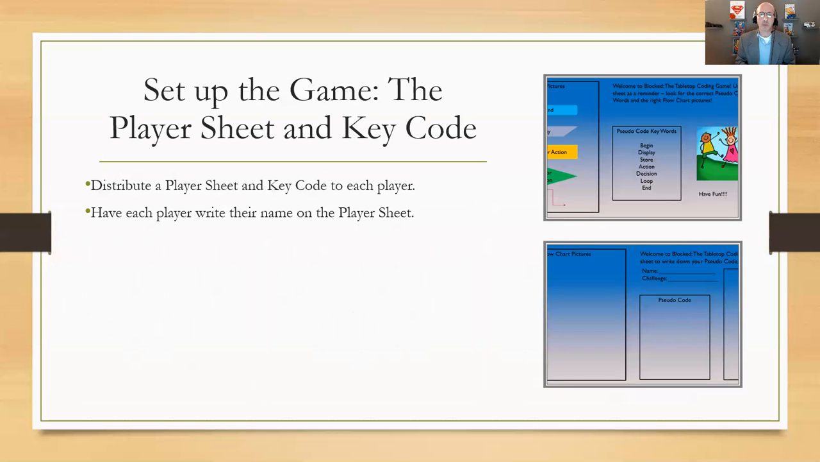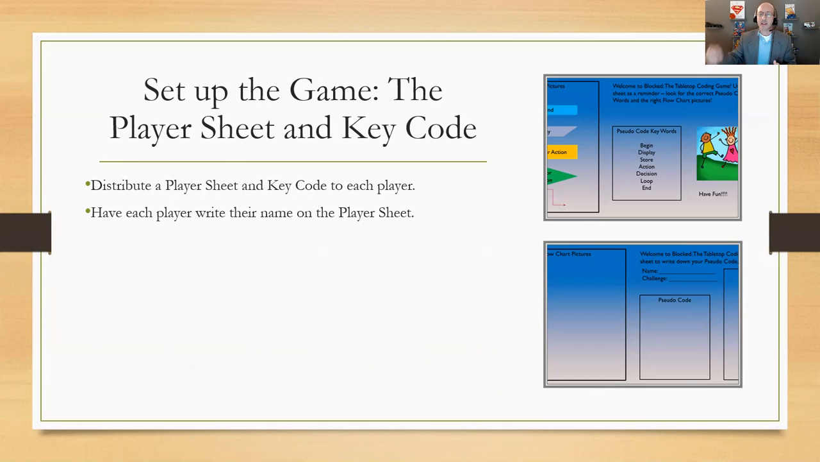So setting up the game, the player sheet, and the key code. Before you start the game, make sure that the game board is on the table. Everybody has a game piece, one of those circles. And then you're going to make sure that you shuffle up the move cards and put them face down. And the code markers, they could be face up or face down. It doesn't really matter because all they are verification elements.